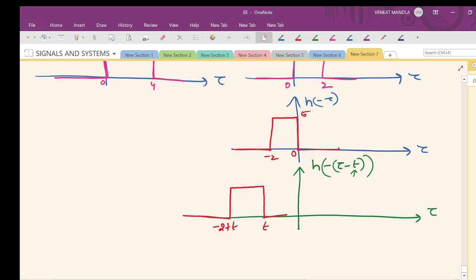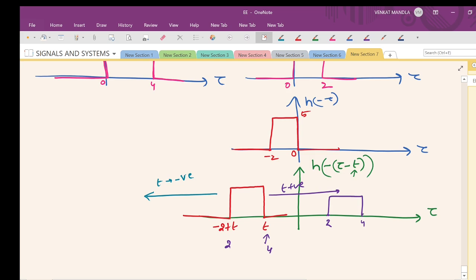If t is negative, the signal shifts to the left side. If t is positive, it moves towards the right side. Put t equal to some 4. You will get this value as 4 and this value as 2. So the signal actually goes from 2 to 4.